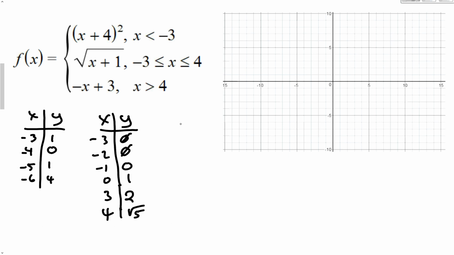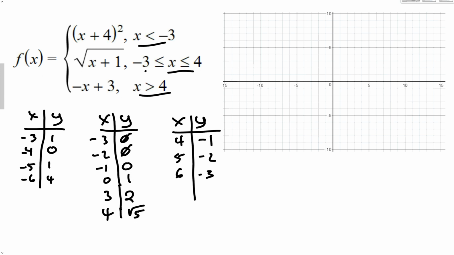Okay? And then, of course, my last function, I want to know what happens at the boundary point. So I want to plug in 4. Let's plug in 5. Let's plug in 6. So that's negative 4 plus 3. That's negative 1, negative 2, negative 3. Okay? And so on and so on. So now I have enough data here, and all I had to do was make sure that I plugged the numbers into the right function depending on the domain.